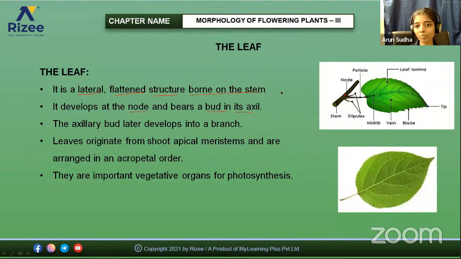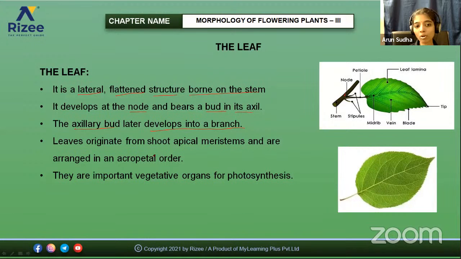You saw two types of bud yesterday itself. One is an axillary bud, the other one is the terminal bud. If it is present at the terminal end or the apical end, then it is called the terminal bud. If it is present at the axil of the leaf, it is called the axillary bud. And this axillary bud may develop into a branch.